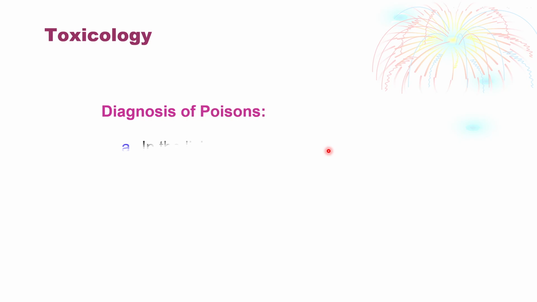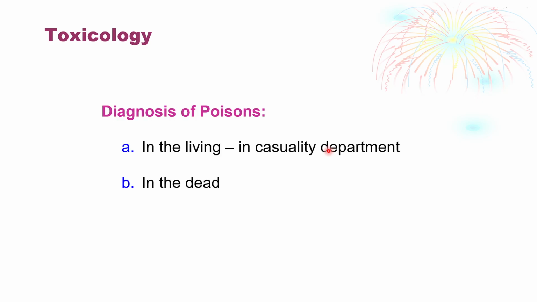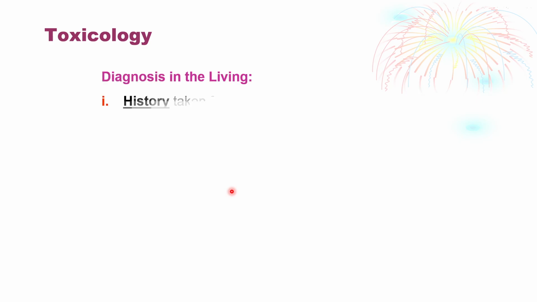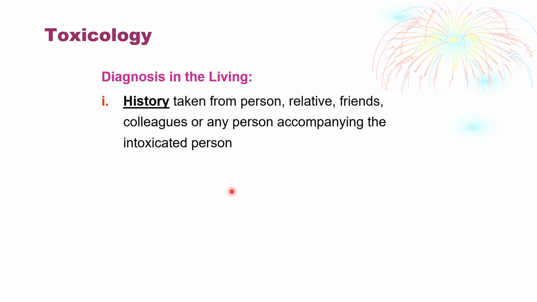Let's start. How can one diagnose the poison in the living? If a person is living, he must go to the casualty department. He or she must show some signs and symptoms so we can find out the poison in the casualty department, and in the dead, through the autopsy or mortuary. So how can one make the diagnosis of poison in the living? For example, let's suppose a person has come to the hospital with some signs and symptoms which accompany poisoning.